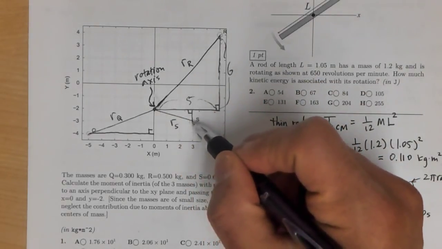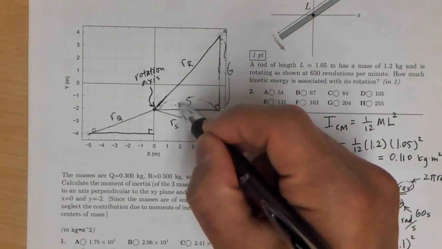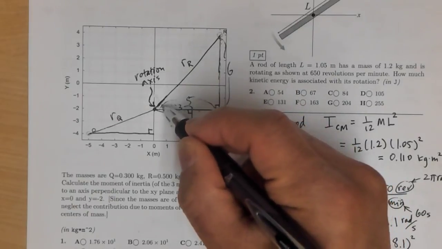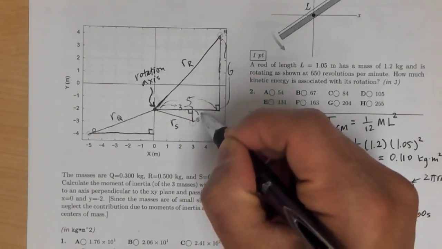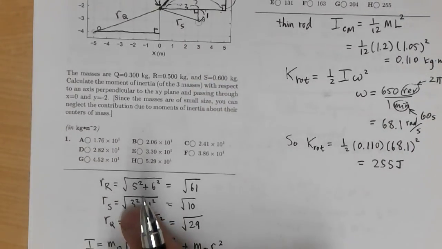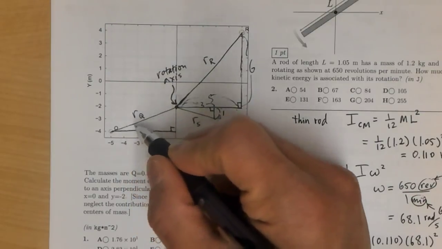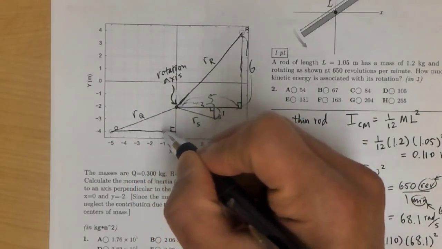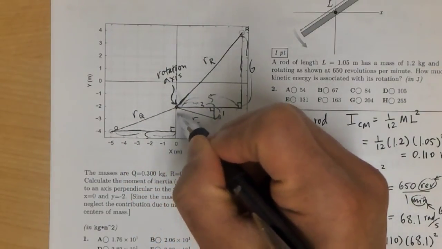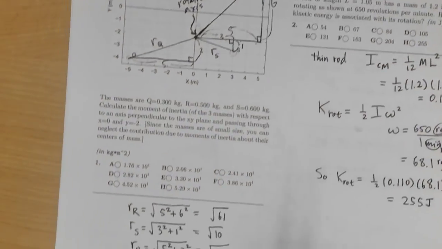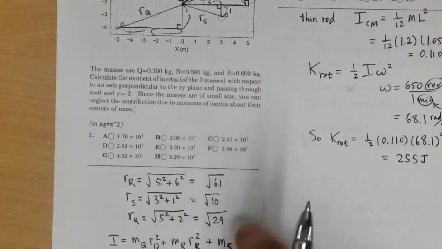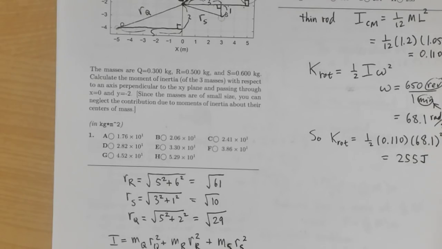For RS, this distance is going to be 3 blocks. This is 1. So I get RS is square root of 3 squared plus 1 squared. That's the square root of 10. Then I have, for RQ, I have 1, 2, 3, 4, 5. This is 5. This is 2. So I have square root of 5 squared plus 2 squared. And that's square root of 29.